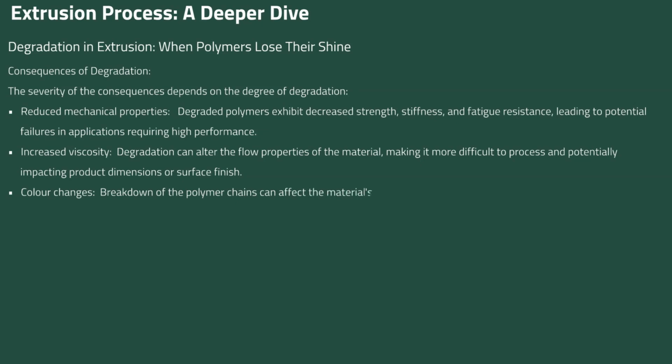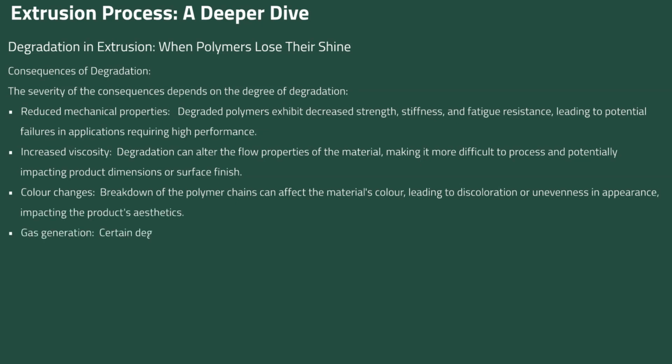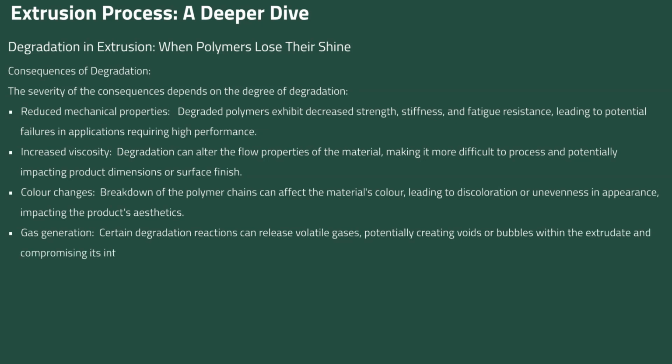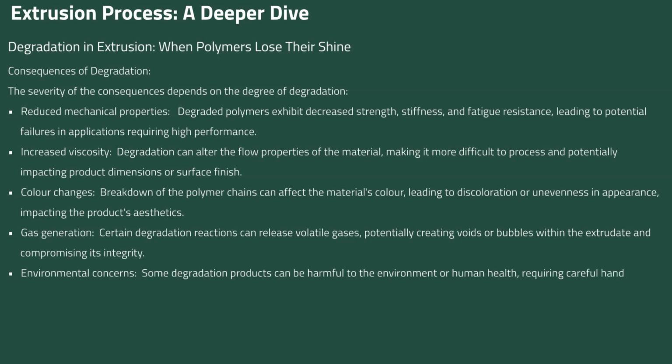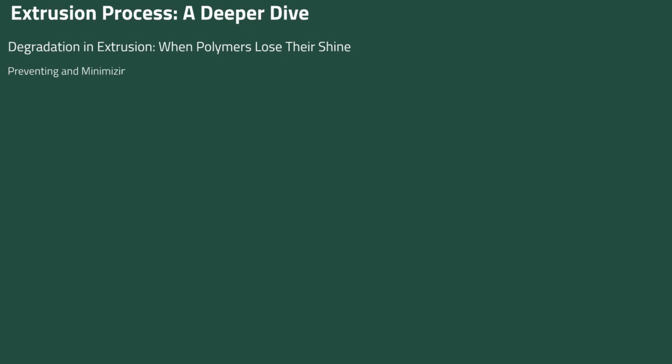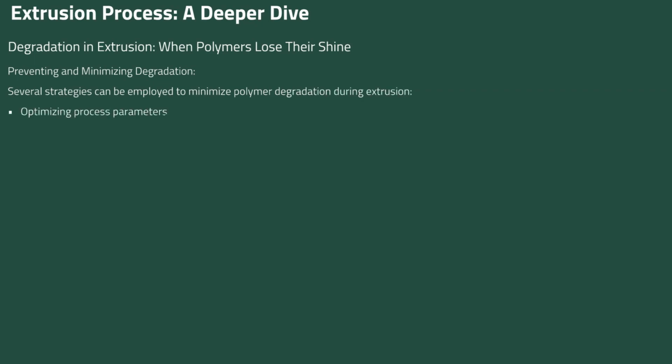Color changes. Breakdown of the polymer chains can affect the material's color, leading to discoloration or unevenness in appearance, impacting the product's aesthetics. Gas generation. Certain degradation reactions can release volatile gases, potentially creating voids or bubbles within the extrudate and compromising its integrity. Environmental concerns. Some degradation products can be harmful to the environment or human health, requiring careful handling and disposal of degraded materials. Preventing and minimizing degradation. Several strategies can be employed to minimize polymer degradation during extrusion.